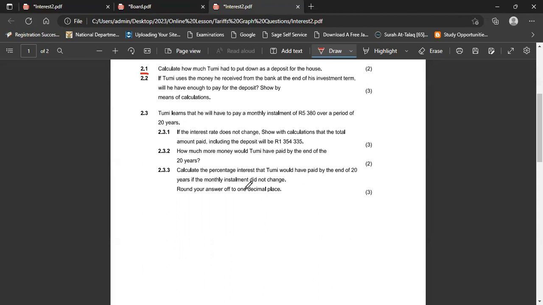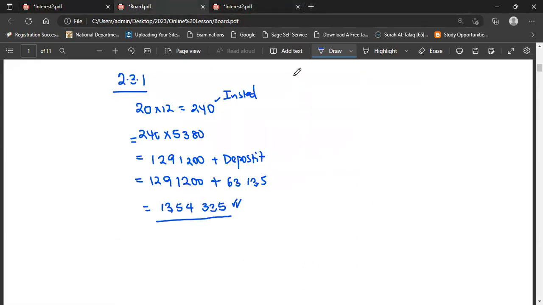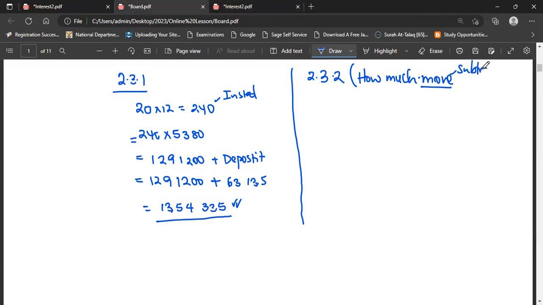2.3.2. How much more money would Tumi have paid by the end of the 20 years? They're asking how much more money by the end of 20 years. Now, how much more money are we looking at? This "more" here asks us to subtract. It shows us that we need to subtract. But subtract what and what?